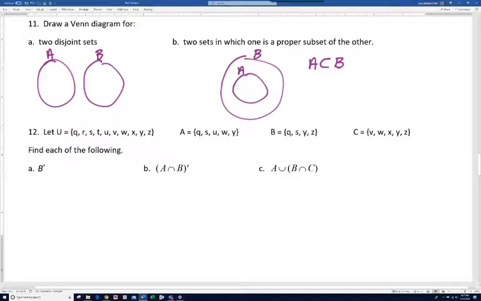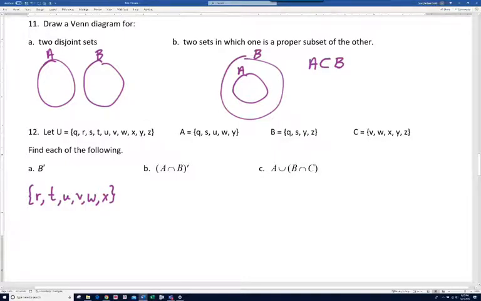So B complement, that's our first problem, problem A. B complement is everything in the universal set that's not included in set B. So we've got Q, S, Y, and Z. I'm going to cross those out, and what's left goes in B complement. So that would be R, T, U, V, W, and X. Okay, so let me erase. Let's move on to problem B.